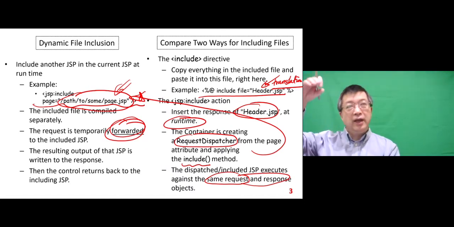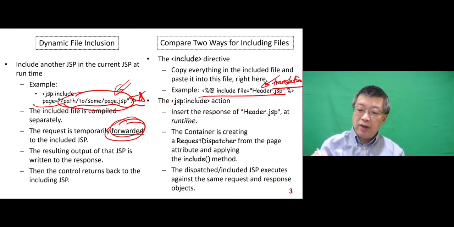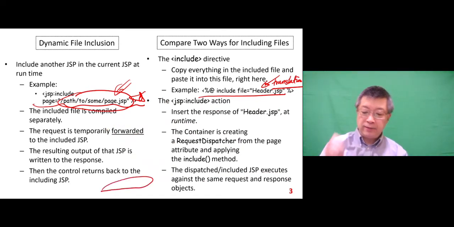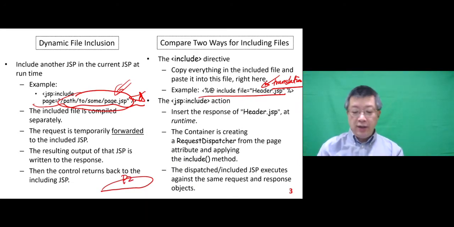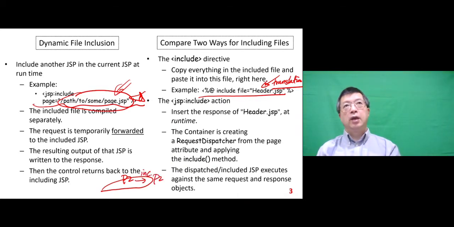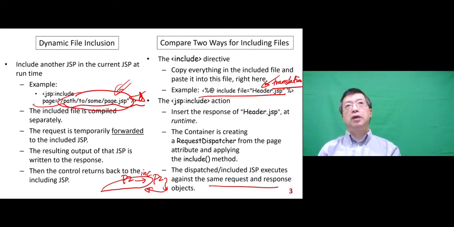When you pass data, think about this. If I draw a diagram, it's like this. I have P1. In my P1, I include P2. Because they are in the same request scope, in P2 I can write some data in the same request scope.